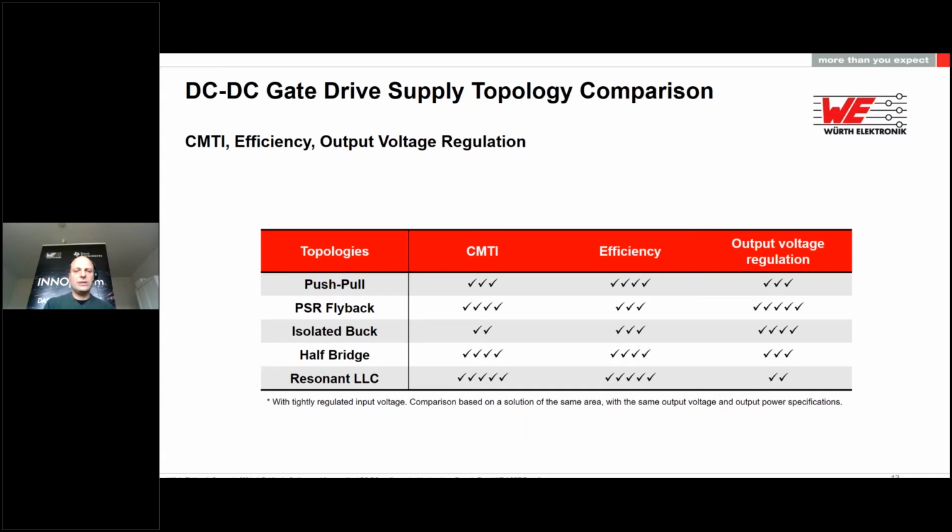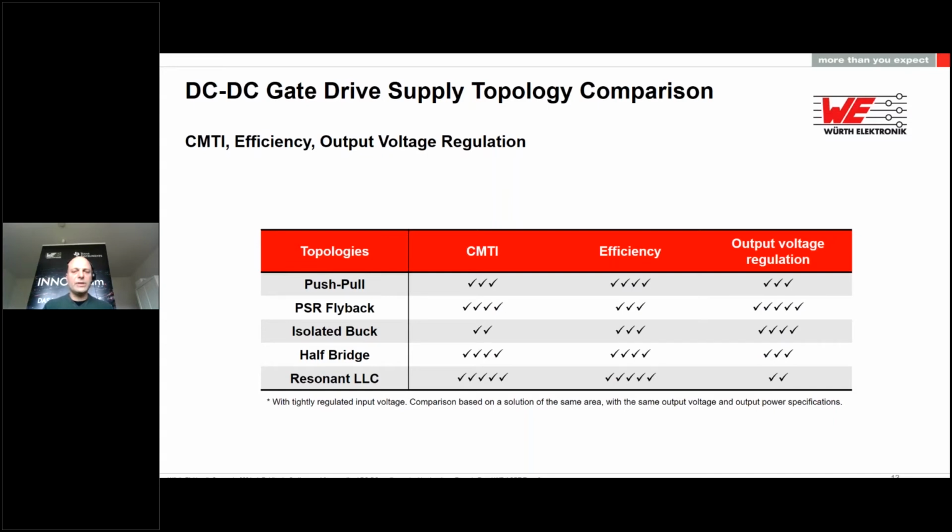As for the efficiency, the resonant LLC should theoretically be the best because of the zero-volt switching and recovering energy from the leakage inductance. On the opposite side, flyback and isolated buck topologies will suffer because they need to dissipate this leakage inductance energy each cycle as a power loss.